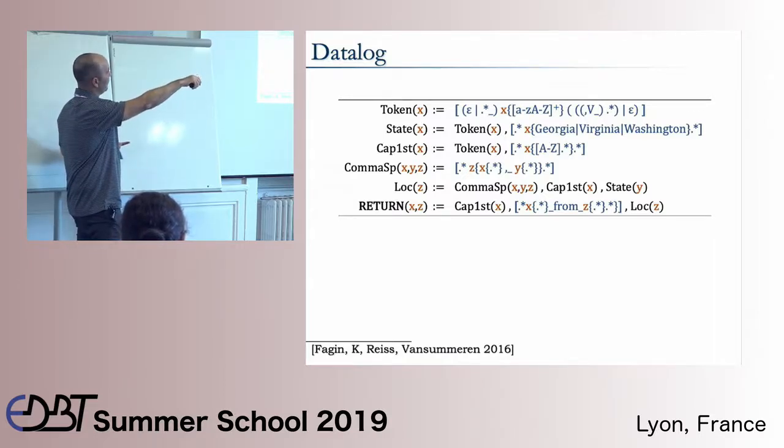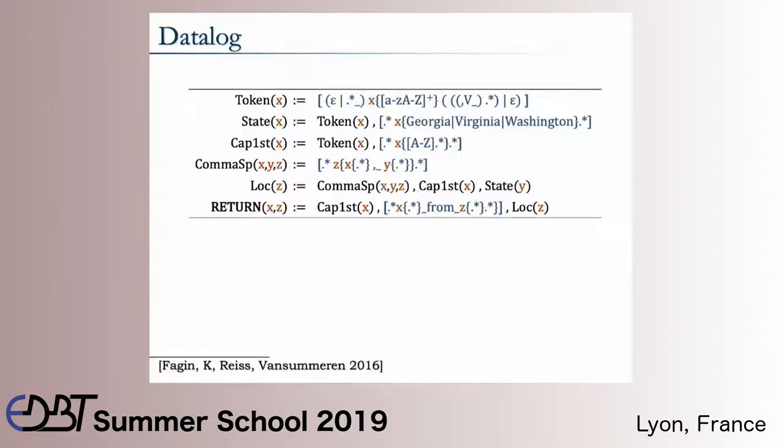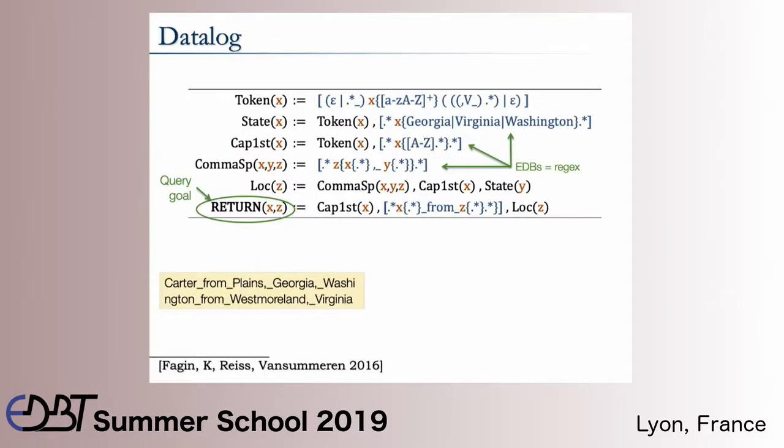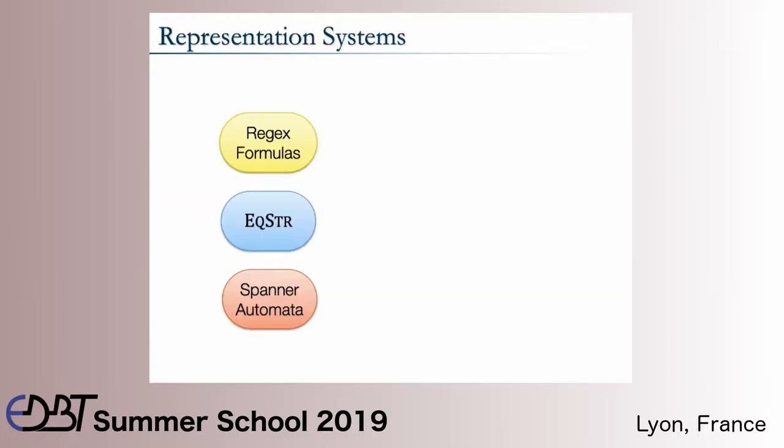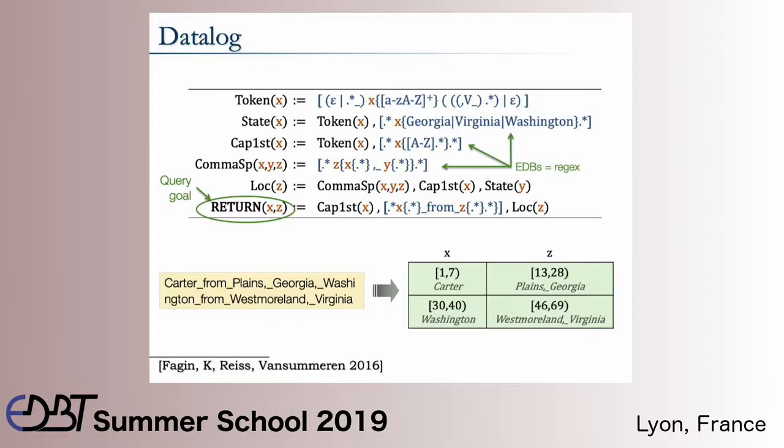Okay, so then Z is a location, and then we're looking for patterns like X from Z. If you have this document, Carter from Plains, Georgia, then it gives you Carter and Plains, Georgia. And it's important that we have this return statement here because this defines the output of the spanner.